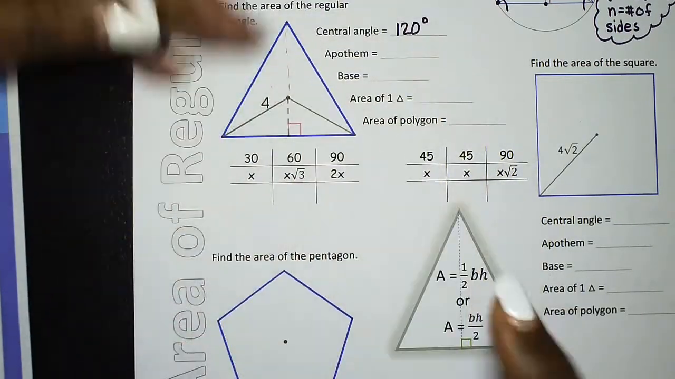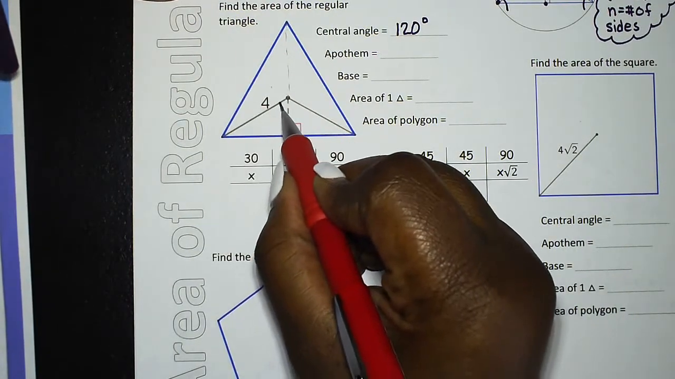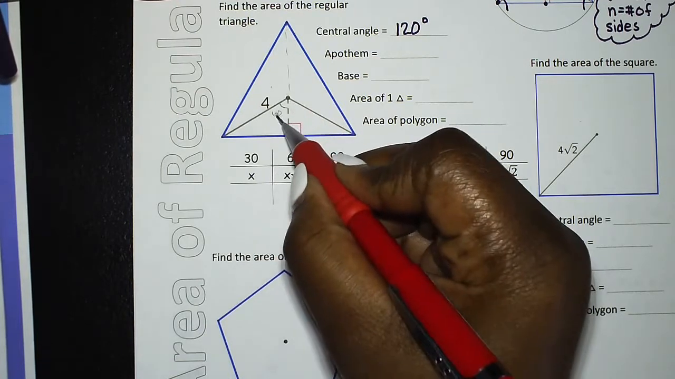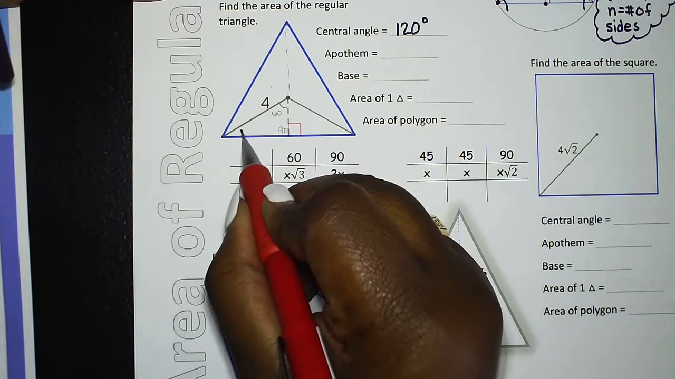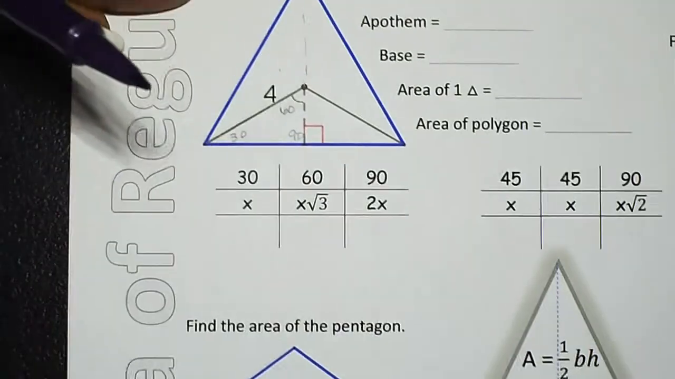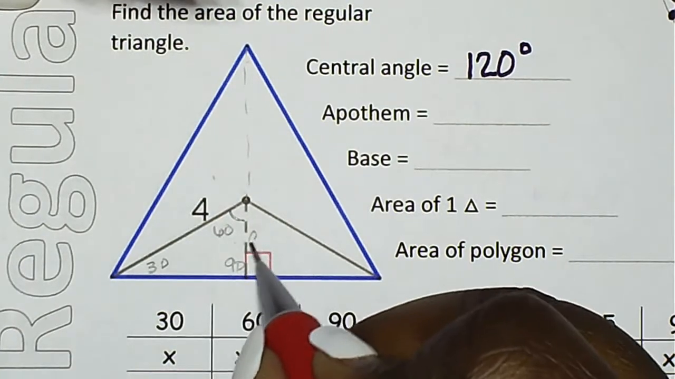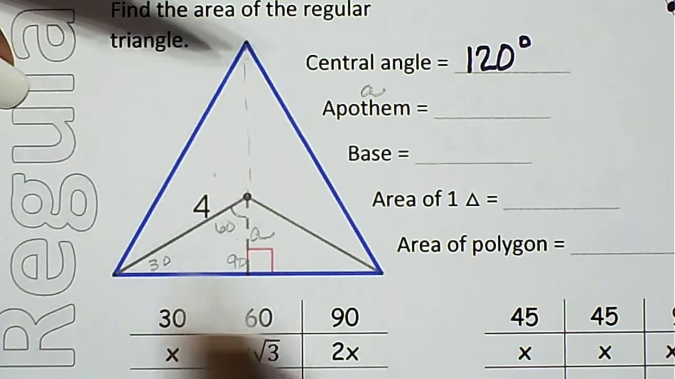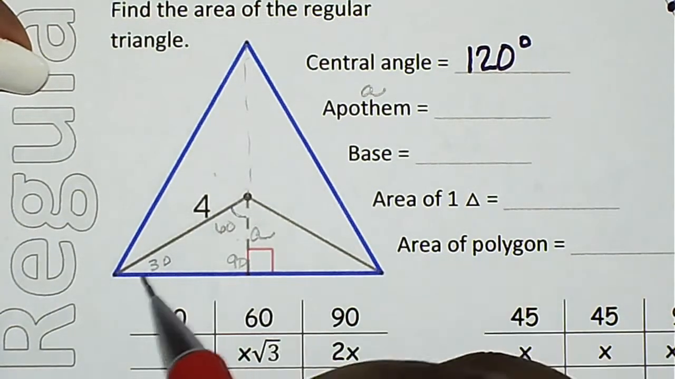Now, that means that this angle measure is 60. 60 and 60 is 120. And then if this is 60 and this is 90, then this would be 30. Right, let me zoom in on my picture so you can see my labels. All right. So this is my apothem. I'm going to label it with a little a. My base is this. So this is a 30, 60, 90 triangle.